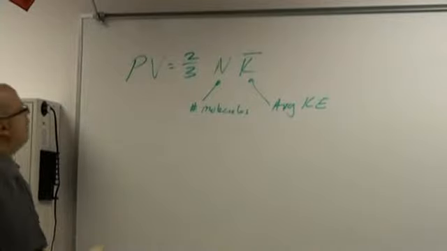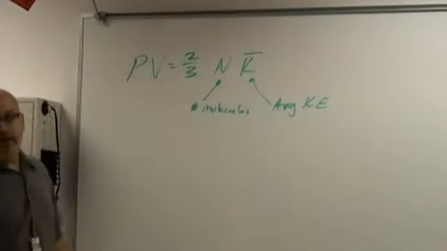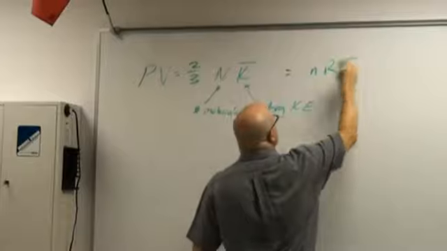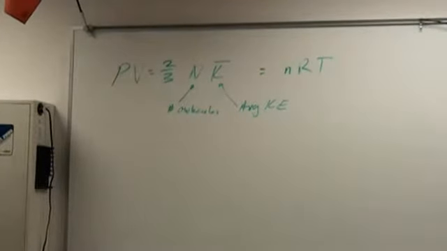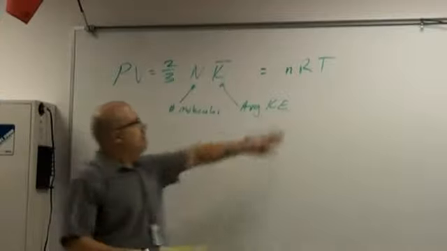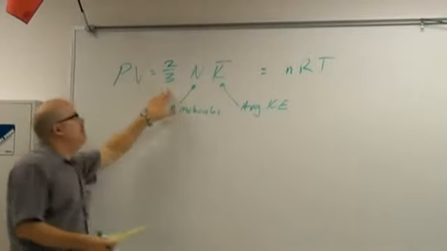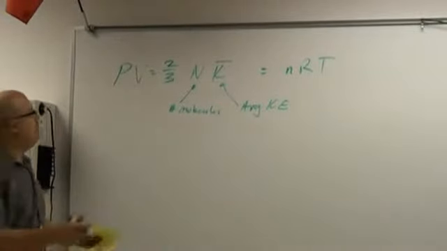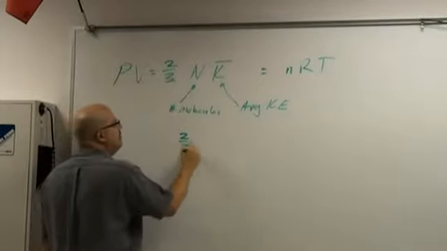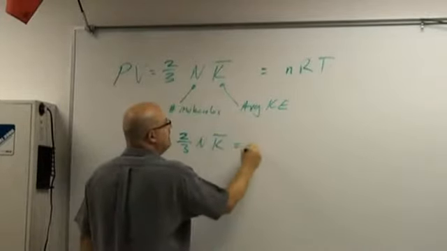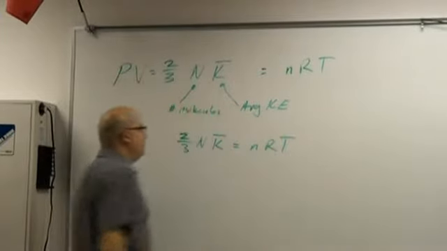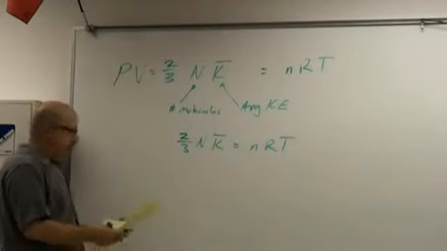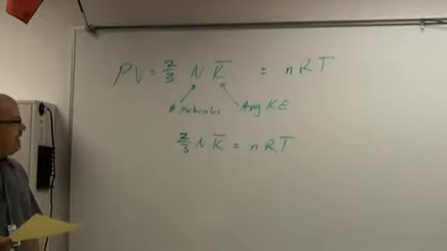Now, this looks strikingly familiar to what they got from experimentation, which is nRT on the right-hand side. PV equals nRT, the universal gas law. PV equals 2/3 N K average. I think we did this last time. We set these equal: 2/3 N average kinetic energy equals nRT. Two different N's, number of molecules and number of moles. We're going to rearrange this and solve for the average kinetic energy.